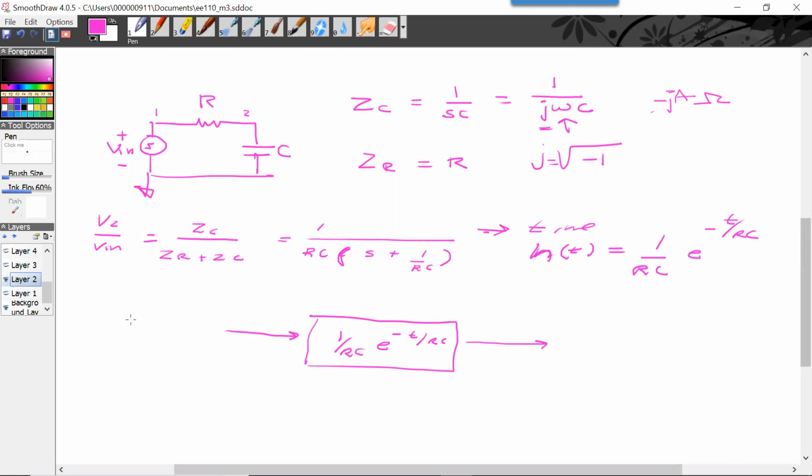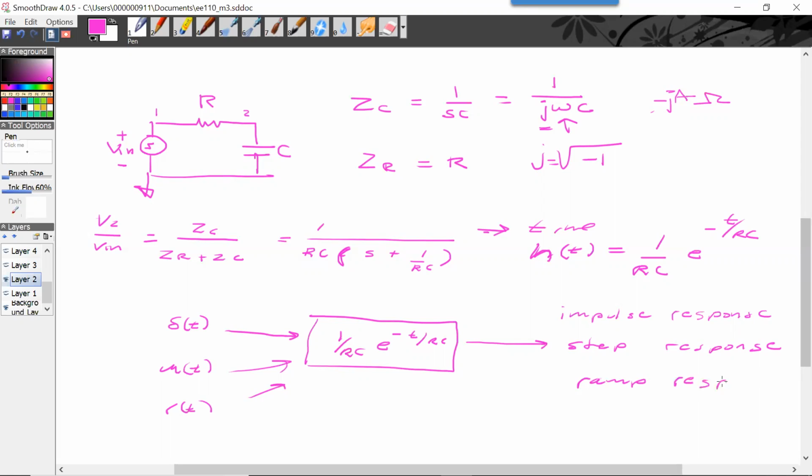Okay. So if I put in a delta function or a step function or a ramp function, I'm going to get the impulse response, step response, and the ramp response of that system.